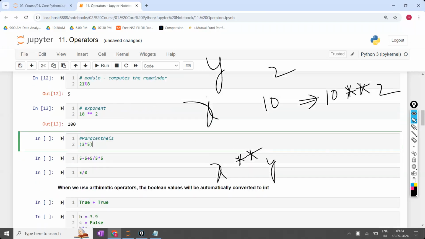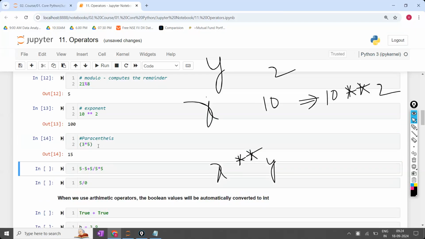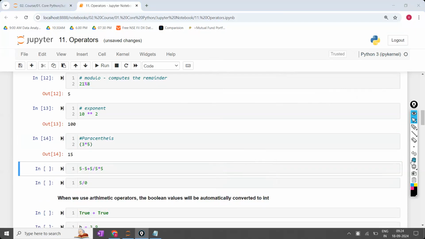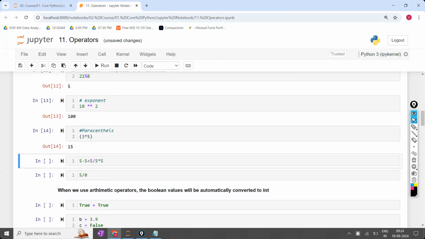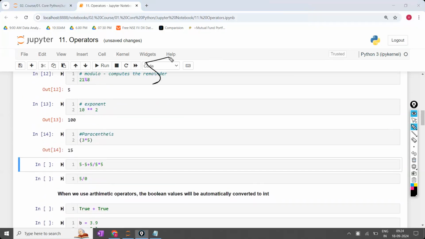Next, we are going to have brackets. What are the brackets we are having? 3 into 5 in the brackets, right? Everyone knows this commonly. Now, when you are having multiple operators, like 5 minus 5 plus 5 divided by 5 into 5, what is the answer? Here we are going to apply the BODMAS principle.